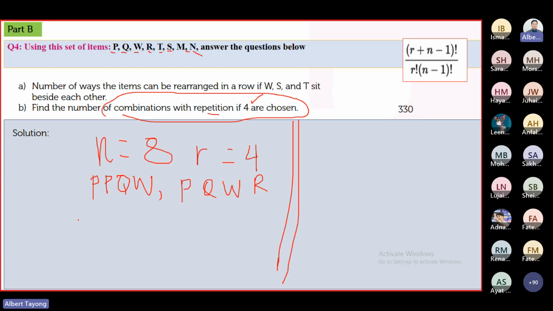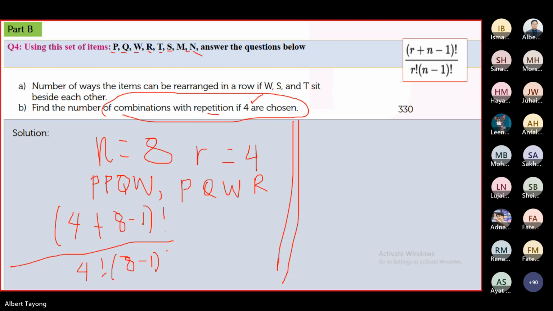Okay, so basically we have 4 plus 8 minus 1 factorial over, we have 4 factorial times 8 minus 1 factorial. So the answer is 330.